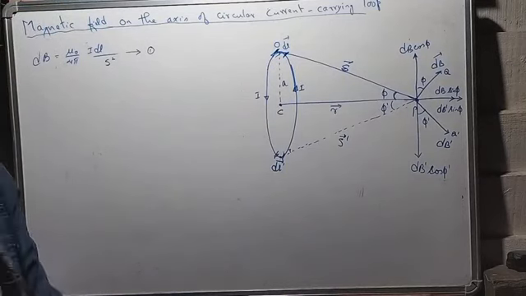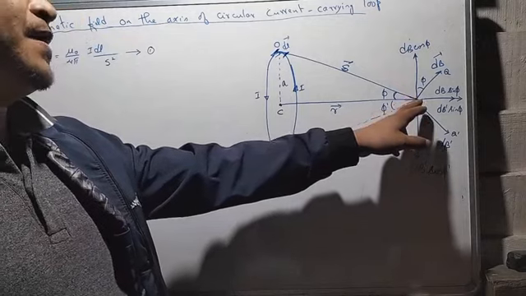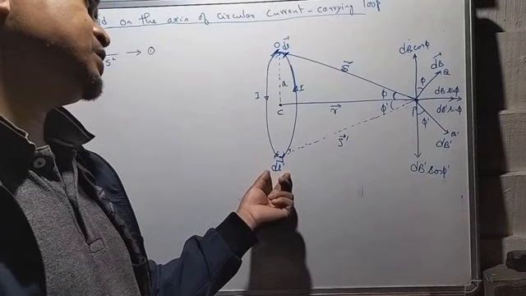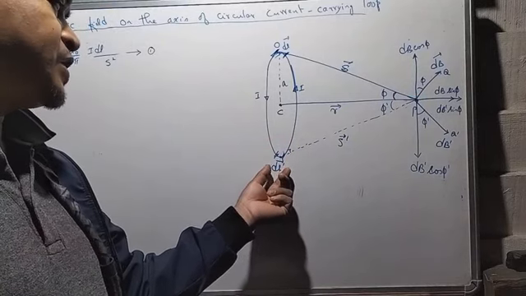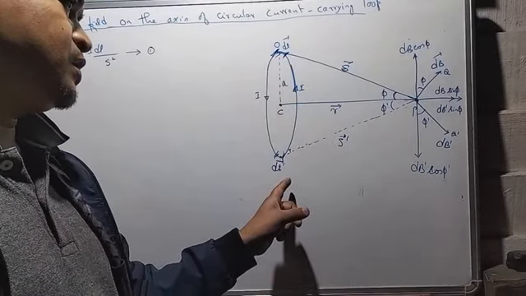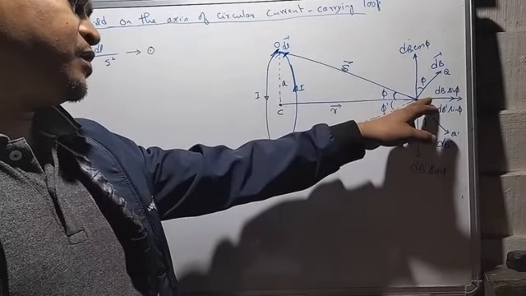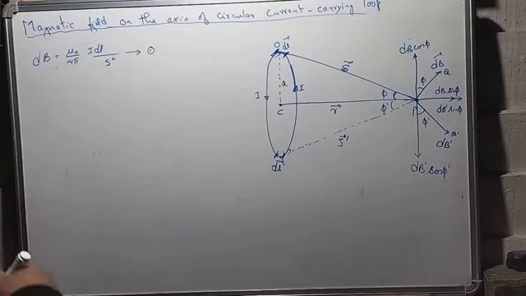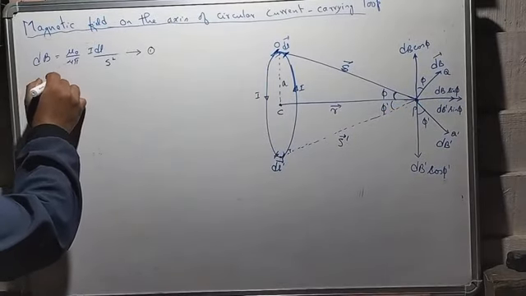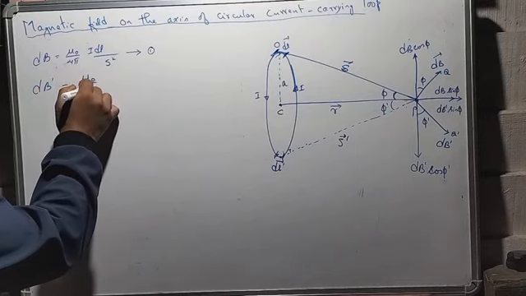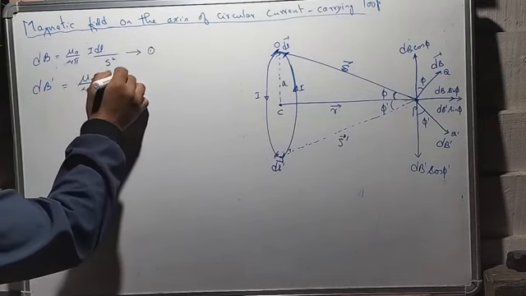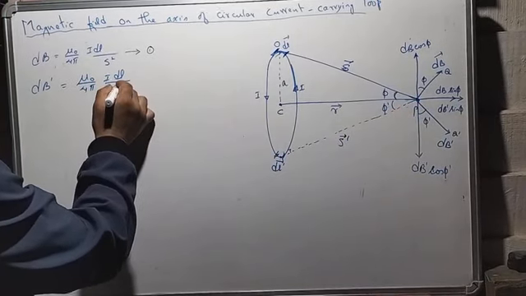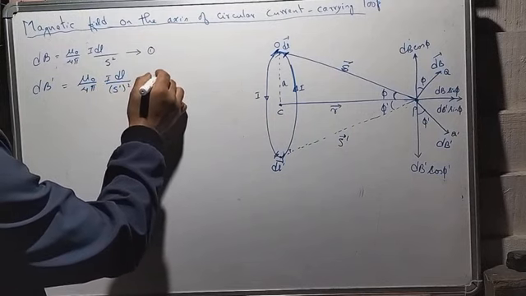Similarly, consider the magnetic field at the same point P due to another current element dl dash. This dl dash is opposite to dl. So the magnetic field at this point P due to this dl dash would again be dB dash equals mu naught upon 4 pi, I dl upon, if this distance is s dash, then s dash square. This is my equation number 2.